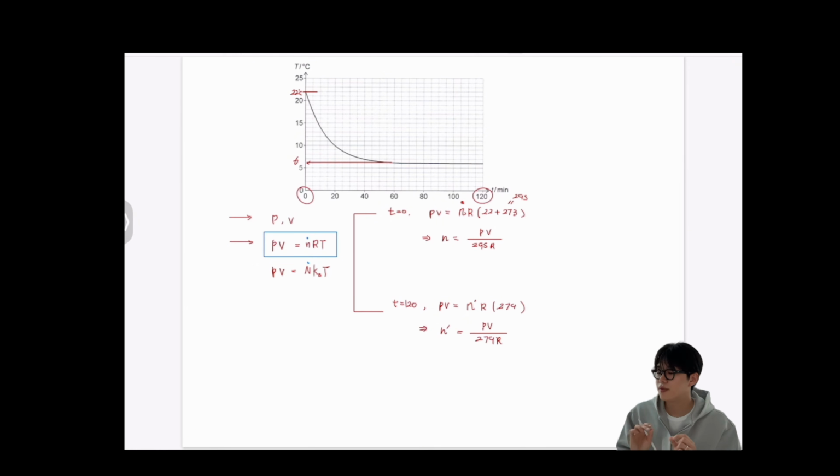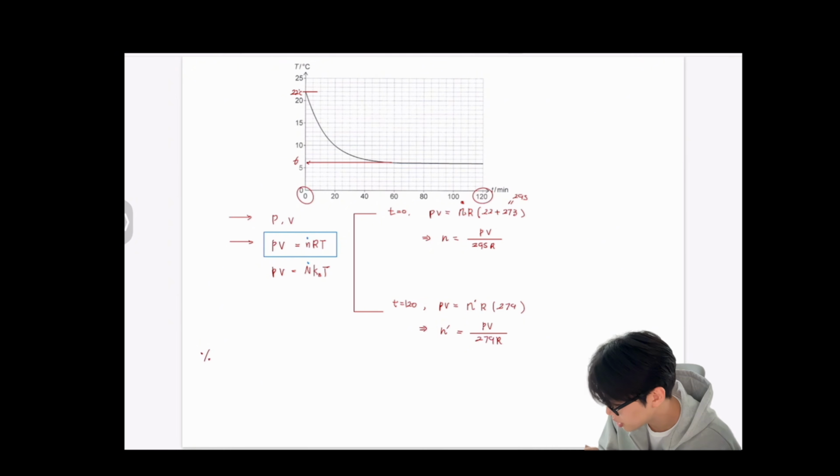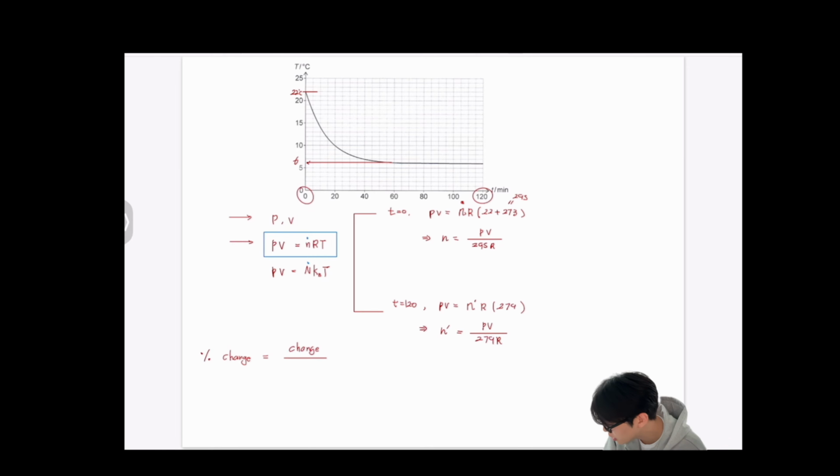Okay, so we have two pieces of information for the number of molecules. Now we have to find the percentage increase in the number of molecules. If you think about percentage change, it's always the change over the original.